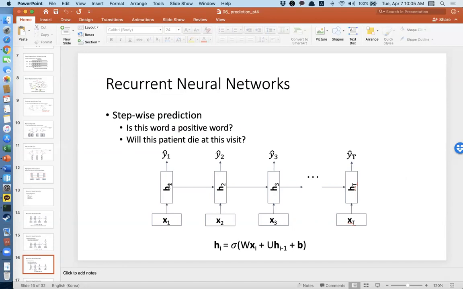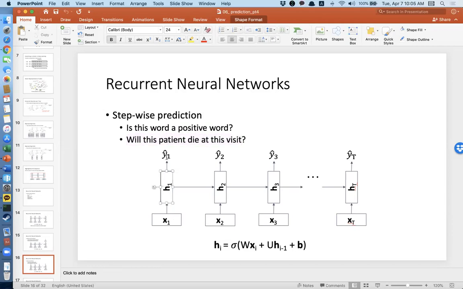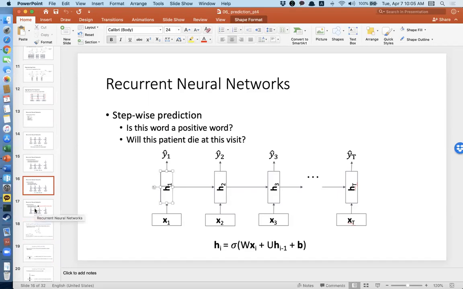So at each time step, H1, H2, H3, all the way to HT, each H_i will be used to predict something. Or for example, will this patient die at this visit? Then you need to make predictions based on each input, or each visit or encounter record. So you're going to use H1 to predict whether this patient will die, or H2, will this patient die? Again, repeatedly. So this is another way to use an RNN to perform certain types of prediction tasks.